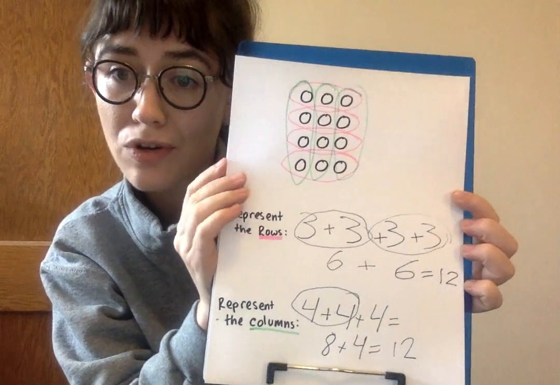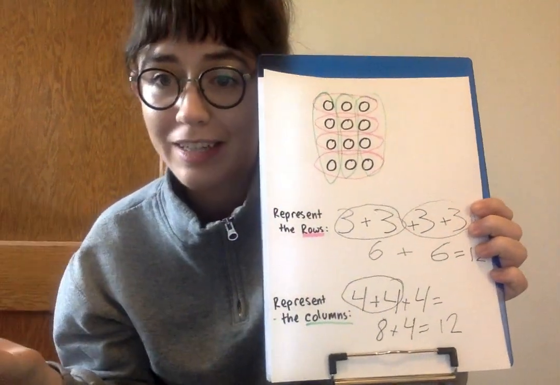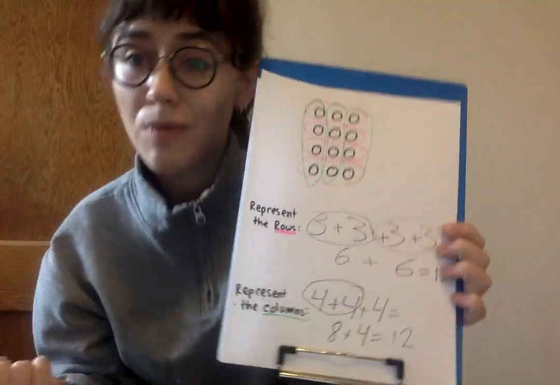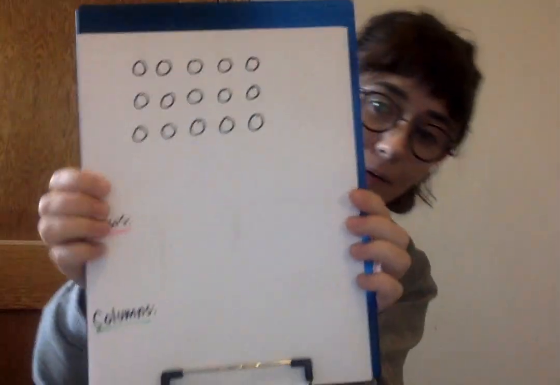All right, I think you're ready to get started on your own. So I'm going to show you a new problem with a new array, and your job is to write a repeated addition sentence that shows the rows, and then a repeated addition sentence that shows the columns. So here you go. Go ahead and pause the video and try it on your own.